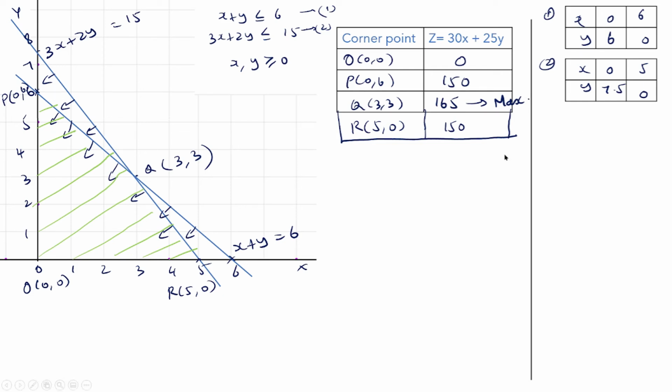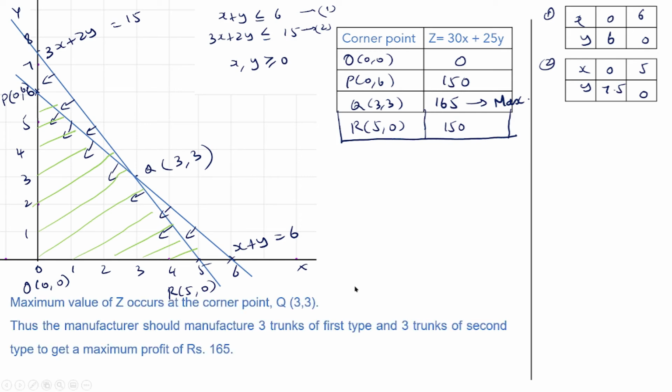So we can see that the maximum value of z occurs at the corner point Q (3, 3), which means the manufacturer should produce 3 trunks of the first type and 3 trunks of the second type to get a maximum profit of rupees 165. So maximum value of z occurs at the corner point Q (3, 3). Thus the manufacturer should manufacture 3 trunks of first type and 3 trunks of second type to get a maximum profit of rupees 165 per day.